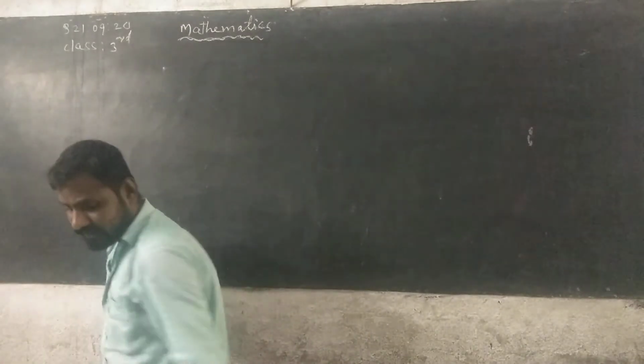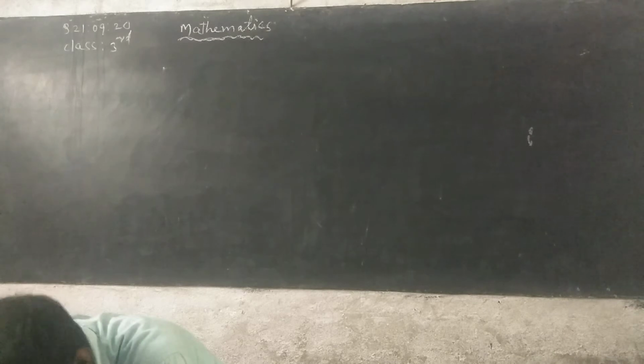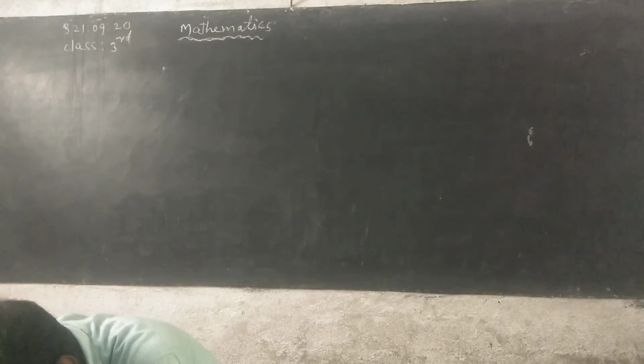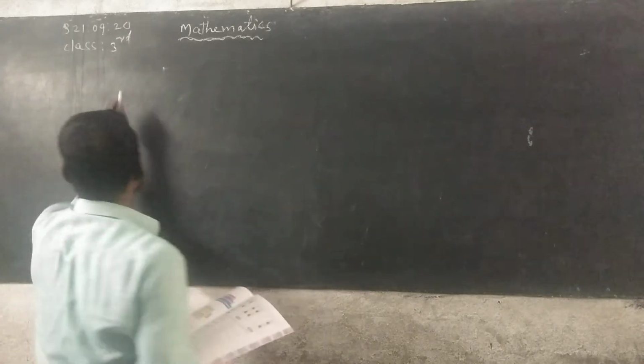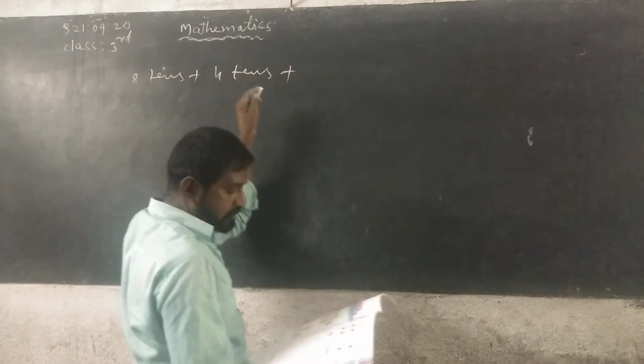See, so here how many are there? 1, 2, 3, 4, 5, 6, 7, 8 tens. 8 tens plus 4 tens plus 2 tens. So 8 plus 4, 12, 12 plus 2, 14 tens total. See here, in the first figure 8 tens, plus second figure 4 tens, plus third figure 2 tens. Totally 8 tens plus 4 tens plus 2 tens.